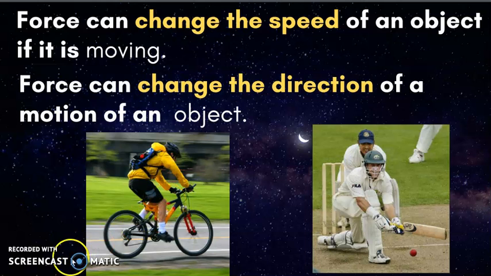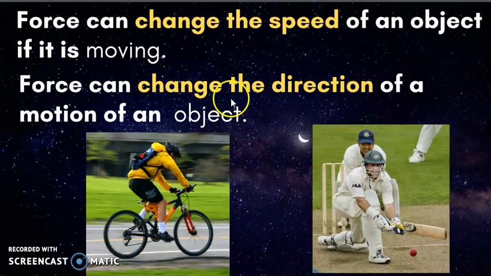For example, this man is moving with a greater speed. He applies the brake. The brake that you apply is the force that you are applying to the cycle. And what happens to the speed? Yes, when you apply a brake, the speed decreases. So what happened over here? You applied a force and there was a change in speed.